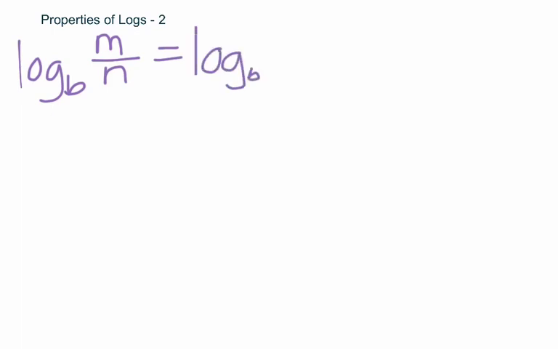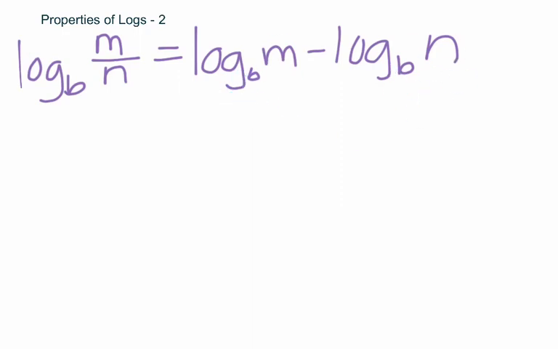If you have an iPad that'll write properly. There we go. Log base b of m divided by n. So in this case, the argument of your logarithm is a quotient. That is equal to log base b of the numerator minus log base b of the denominator. And so if you have an argument that is a quotient, you can write that as individual logarithms that are being subtracted, and you would have the numerator in the first and subtract the denominator from it.